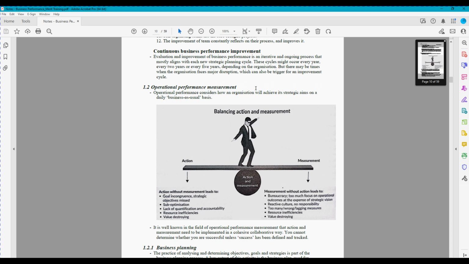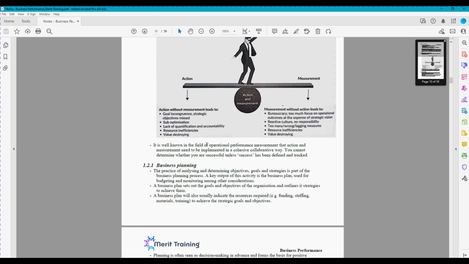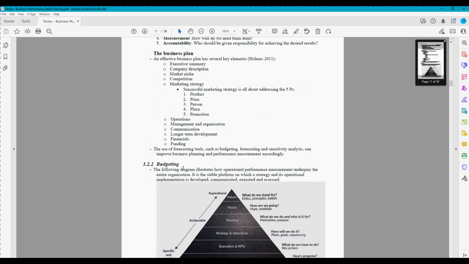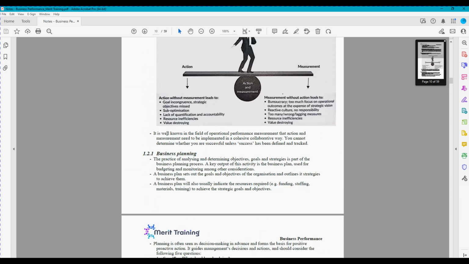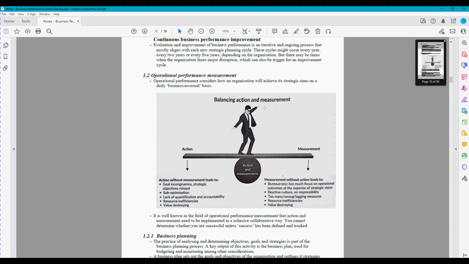So the operational performance measurement, and this starts where it goes into planning and the business plan and budgeting, etc., which we'll cover in the next video. But basically, operational performance management considers how an organization will achieve its strategic aims, so its long-term goals, on a day-to-day basis. So it's building up like a pyramid from the day-to-day to the short-term, to the midterm, to the long-term, to the overall strategy for the business.